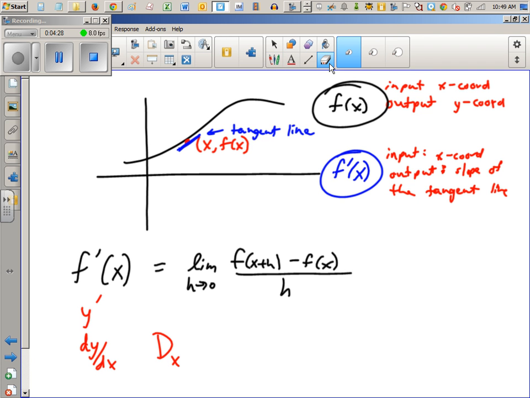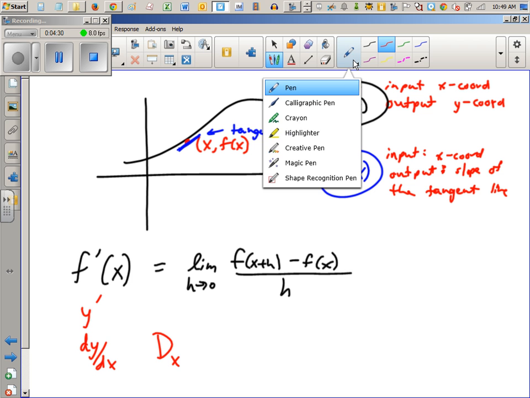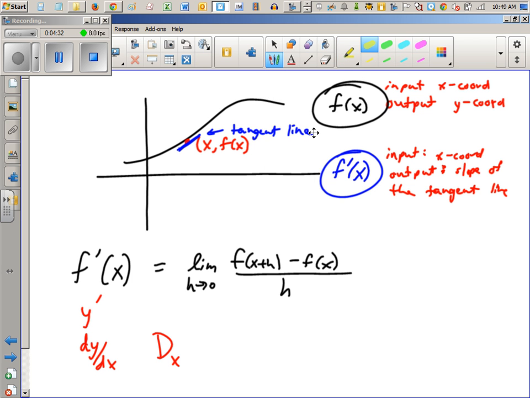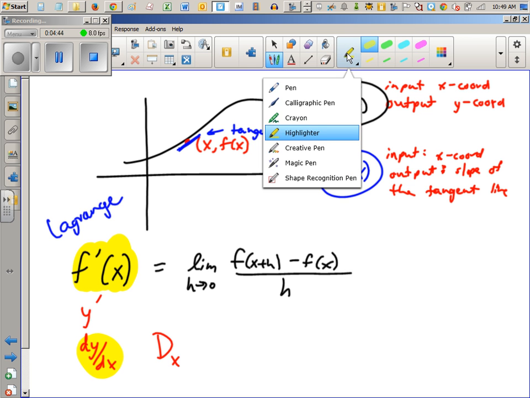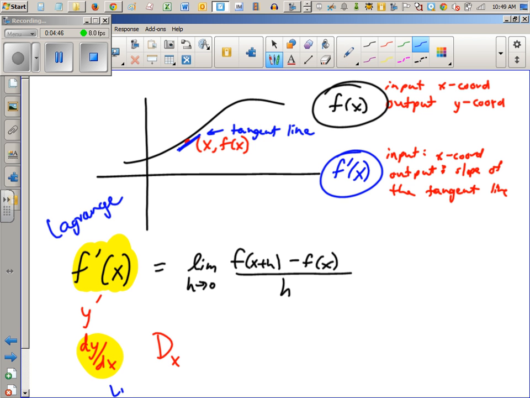And the two most common ones we use are this one here. This is called the Lagrange notation, named after Lagrange. Okay. And then there's this one, which is called the Leibniz notation, named after Leibniz.